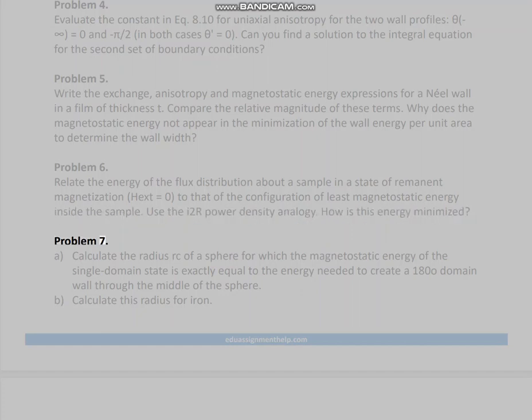Problem 7. A. Calculate the radius Rc of a sphere for which the magnetostatic energy of the single domain state is exactly equal to the energy needed to create a 180 degree domain wall through the middle of the sphere. B. Calculate this radius for iron.